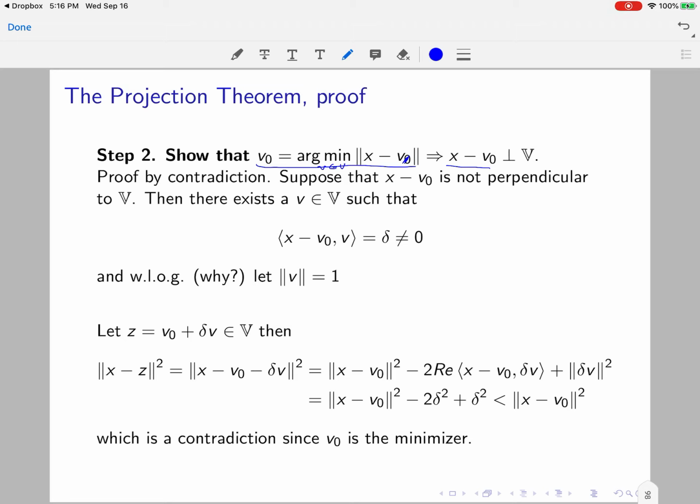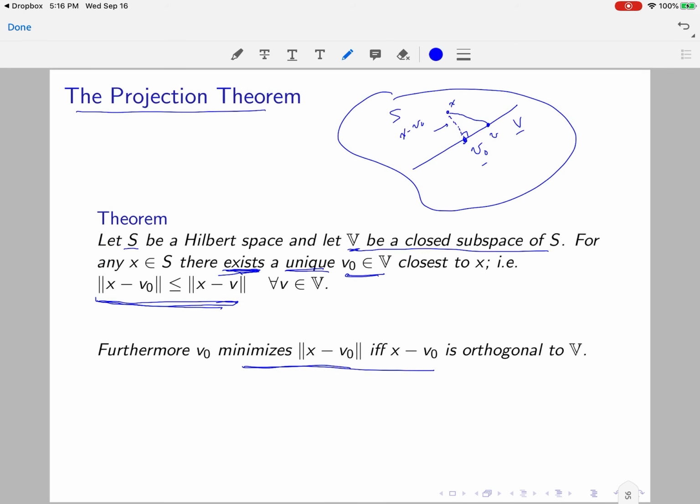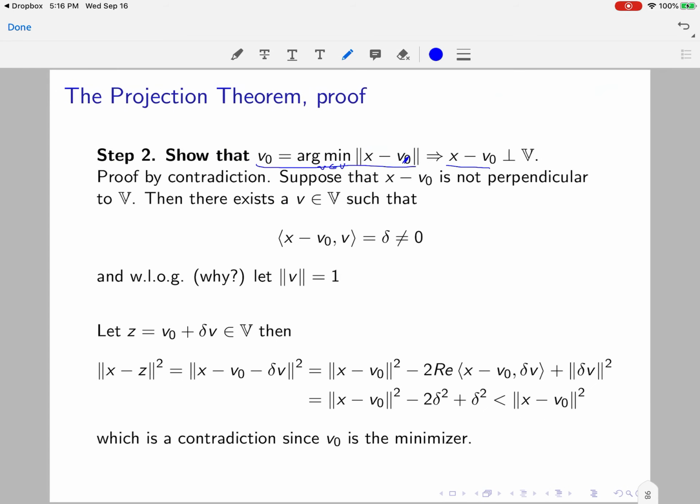Okay, that's the first thing we're going to show, that x minus V naught is in fact perpendicular to V. This is the statement down here: if it minimizes the norm of x minus V naught, then it's going to be orthogonal to everything inside of V. All right, so let's do it by contradiction. Suppose that in fact x minus V naught is not perpendicular to V.